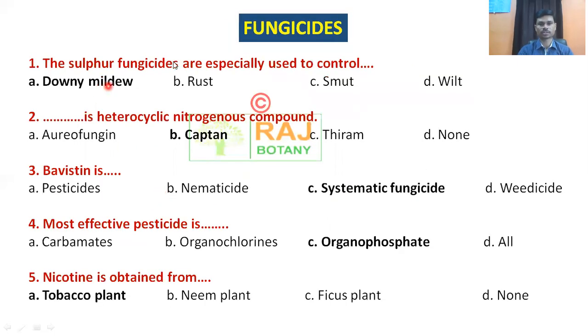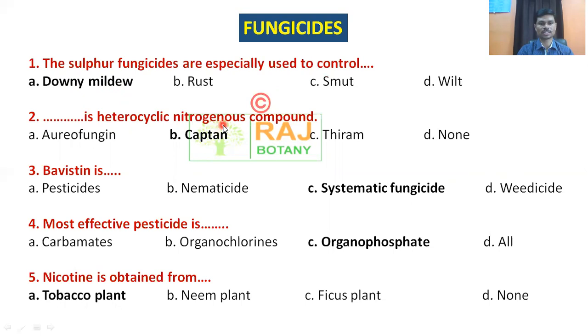Next one, based on fungicides, a very important aspect, the use or application of fungicides. The sulfur fungicides are especially used to control. The fungicides which contain sulfur are mainly used to control the downy mildew disease of the grapes. Therefore, A option is correct.